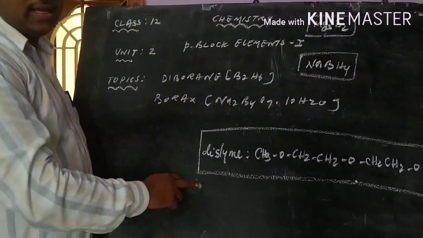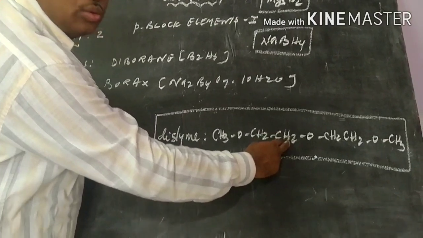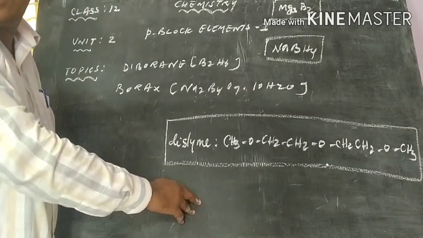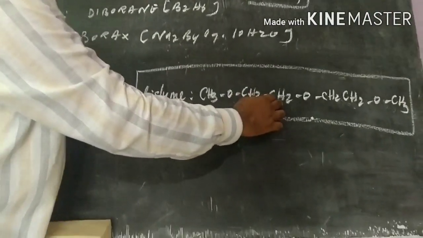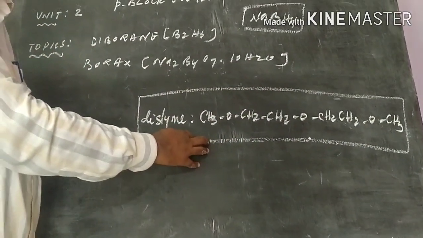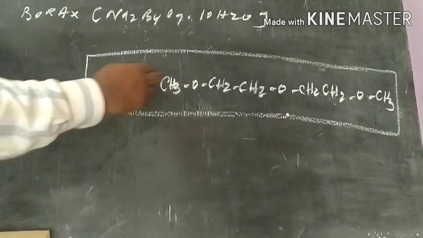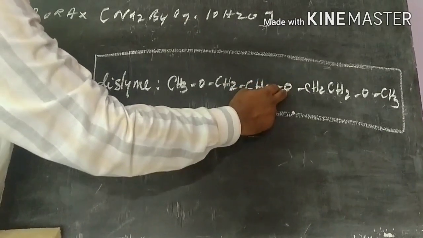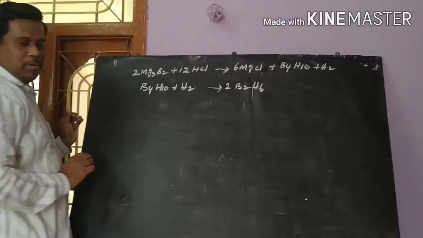Students, one more correction. Diglyme formula CH3O CH2 CH2 O CH3. Name: diglycol methyl ether, that is diglyme. 2 moles of diborane is obtained. Okay.